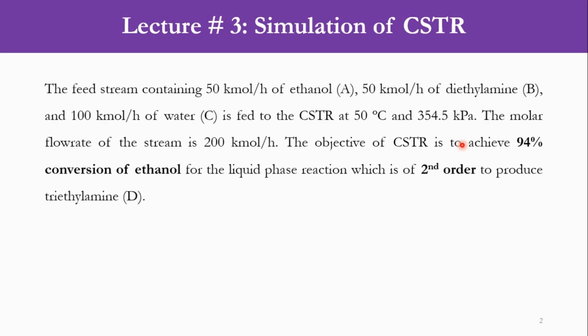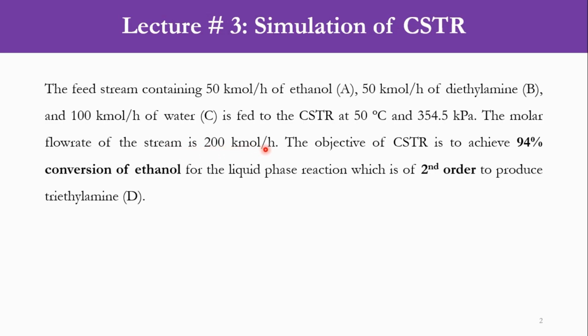Today we will be solving an example related to continuous stirred tank reactors, and here is the engineering problem we will be solving today. The feed stream contains 50 kmol per hour of ethanol, represented as A, 50 kmol per hour of diethylamine, represented as B, and 100 kmol per hour of water, represented as C. It is fed to the CSTR at 50 degrees centigrade and 354.5 kilopascal. The molar flow rate of the stream is 200 kmol per hour.